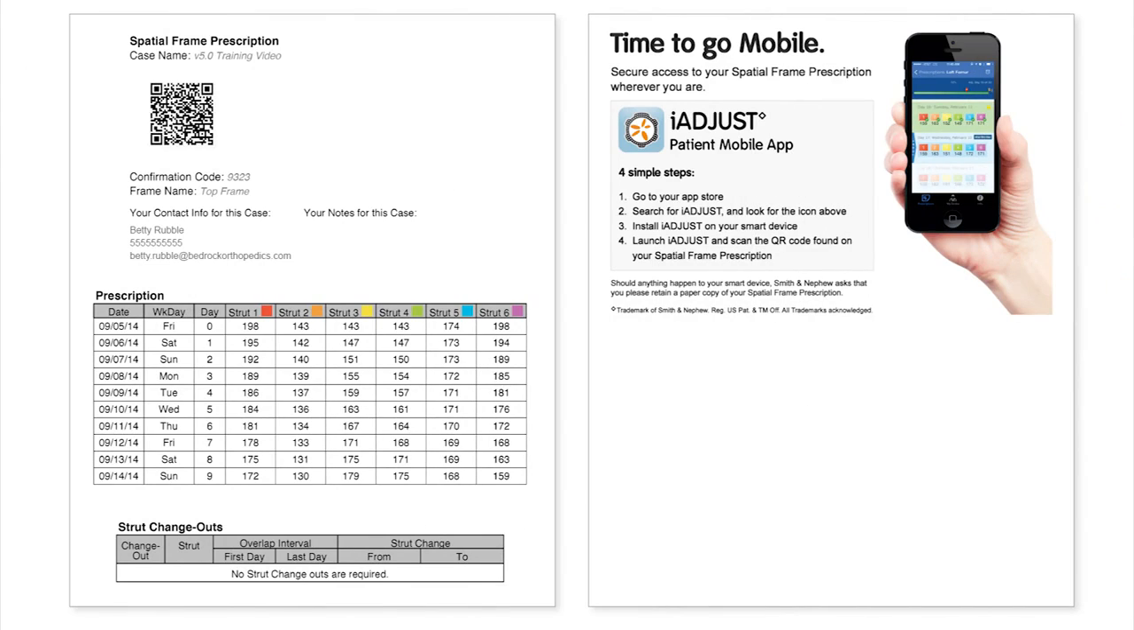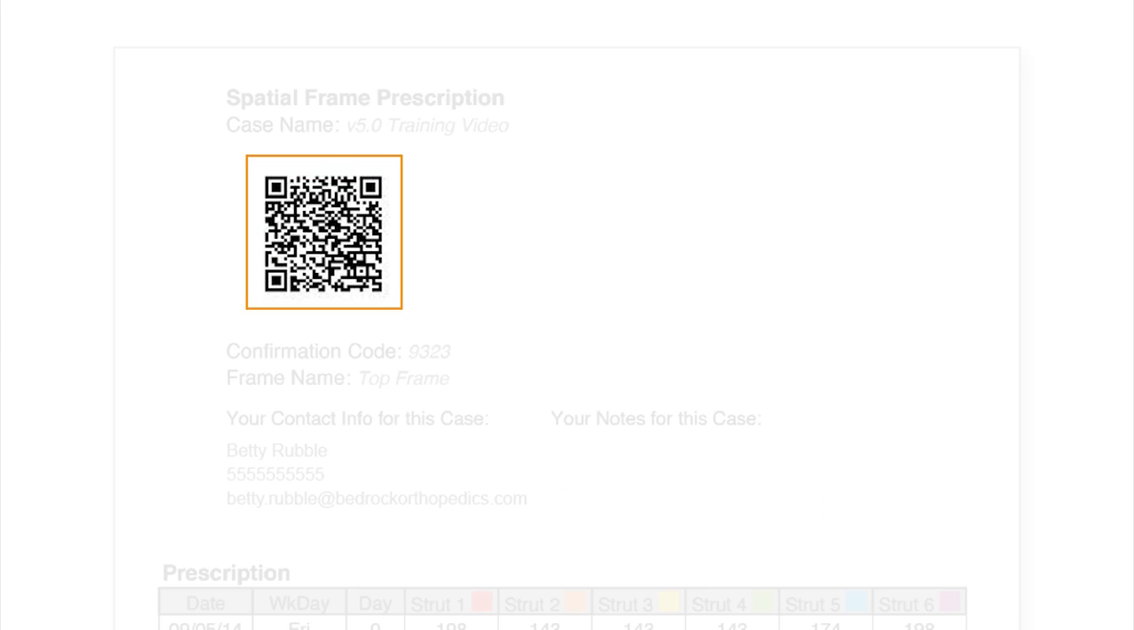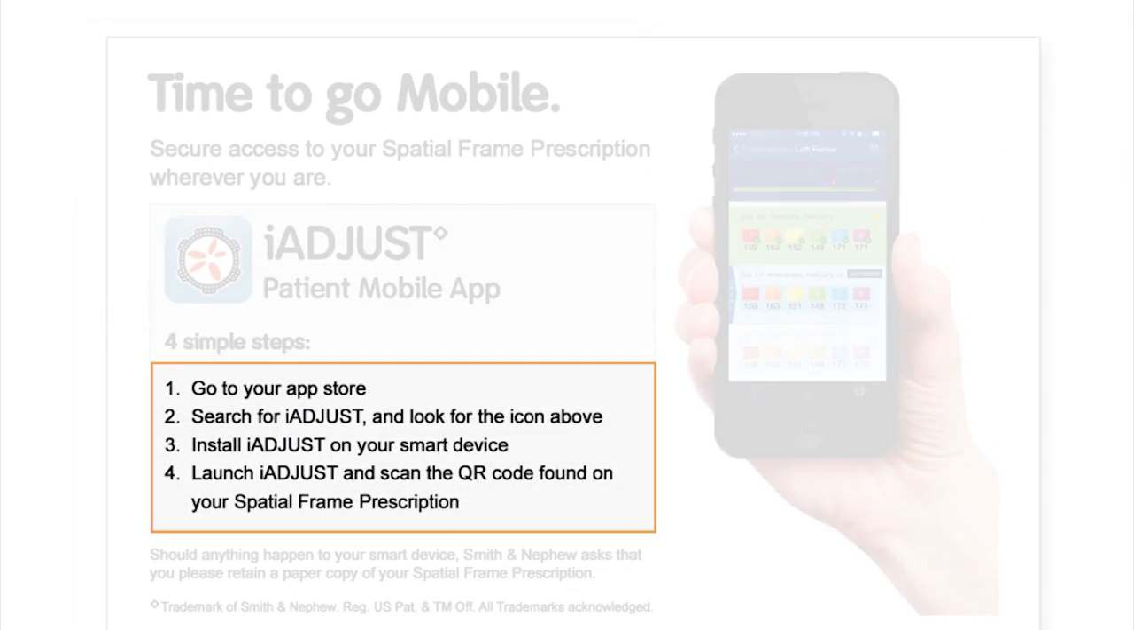Now let's see what the new printed prescription looks like. Prescriptions that have been published for mobile will display the unique QR code at the top of the first page, above the prescription. On the last page of the prescription will be instructions for your patient to follow in order to find the iADJUST app on the App Store and load their prescription onto their mobile device.